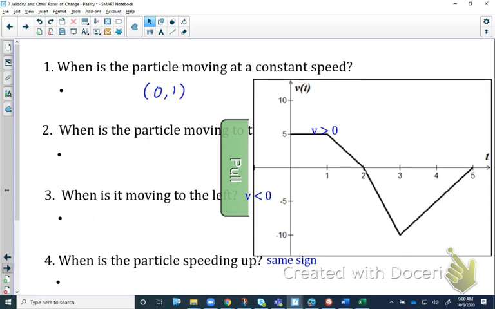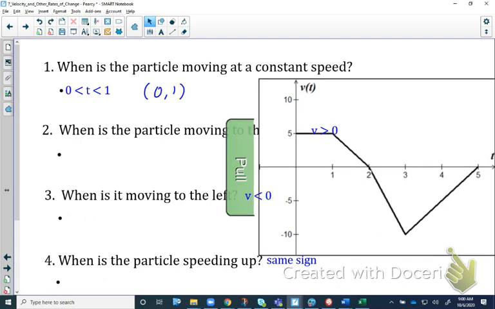Here, all of the questions that we're referring to are going to be referring to the same velocity function. Question 1, when is the particle moving at a constant speed? Meaning that the velocity is neither increasing nor decreasing. It is a horizontal line. Well, that is on that very first line segment of the piecewise function that represents the velocity. It is between 0 and 1.